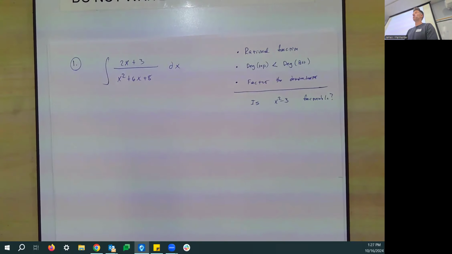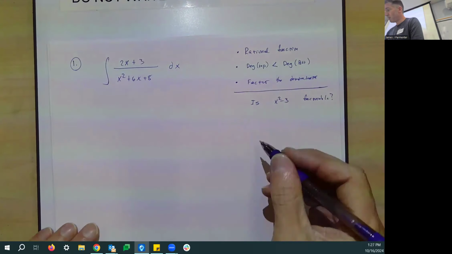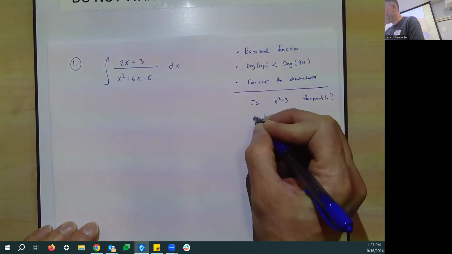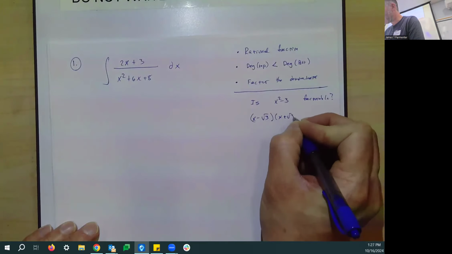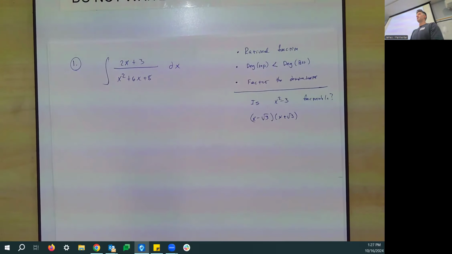The answer is yes. It factors as x minus root 3 times x plus root 3. The better way to phrase this last piece of requirement is that the denominator has to have real zeros. If you set that equation equal to 0, there should be solutions to it. Now, most of the time when someone's giving you a partial fractions problem, they're not giving you something weird that doesn't factor nicely with integers.